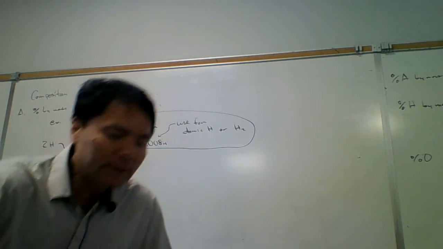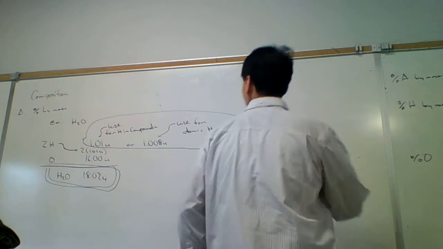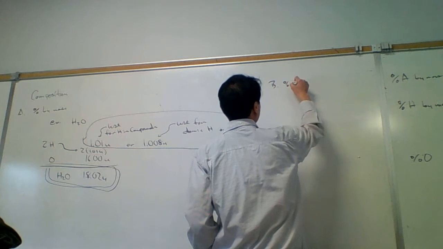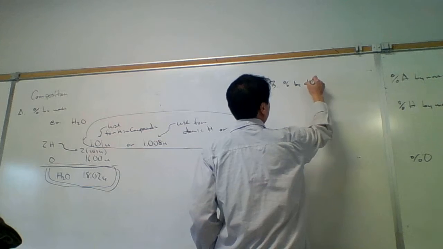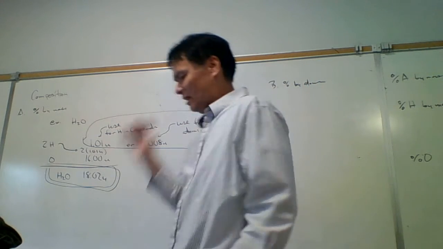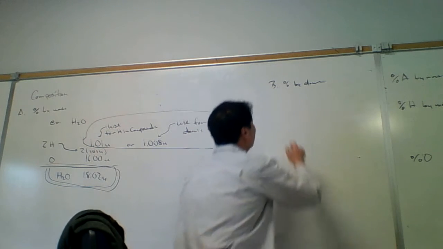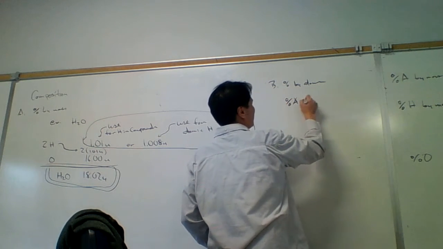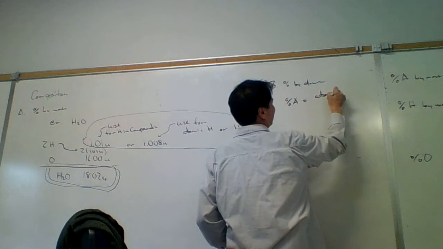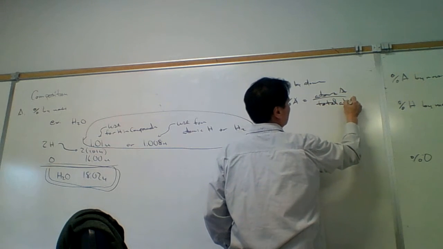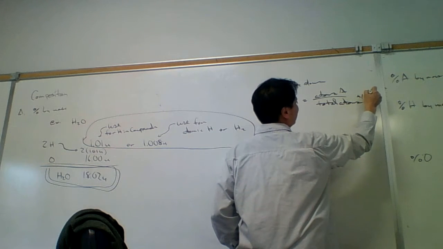But when we look at the atoms, the water is not mostly oxygen. So if we look at percent by atoms, then it's the same type of deal. If we want the percent of A, it's going to be the atoms of A over the total atoms times 100%.